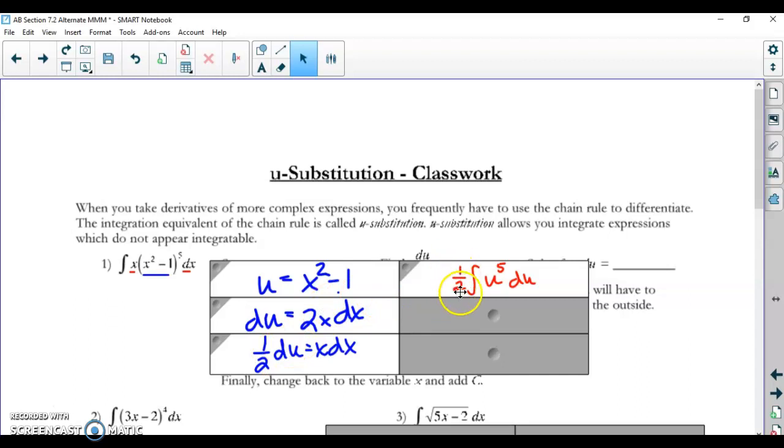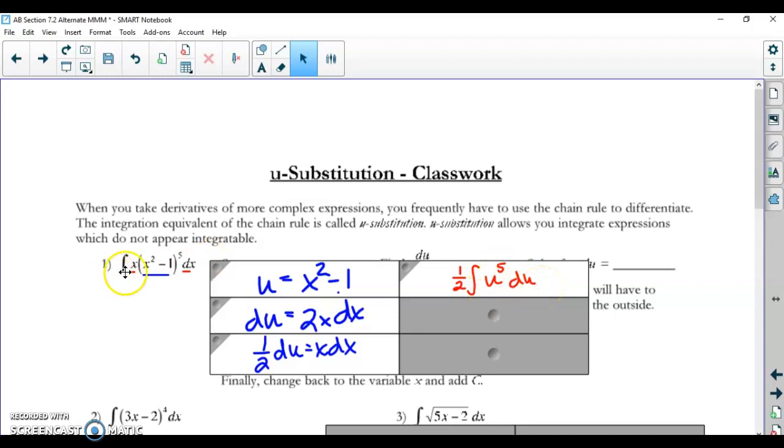So here's my 1/2. It's a constant, so I just immediately moved it out in front of the integral. And then here's my du. Now I've got this other part here where I have this quantity raised to the 5th power. Well, the quantity is what became u, so that becomes u to the 5th. By the time my substitution's complete, I've got 1/2 the integral of u to the 5th du.